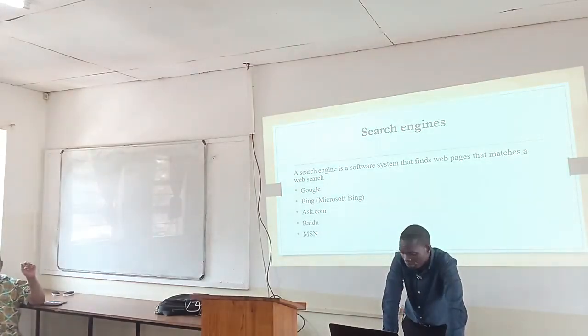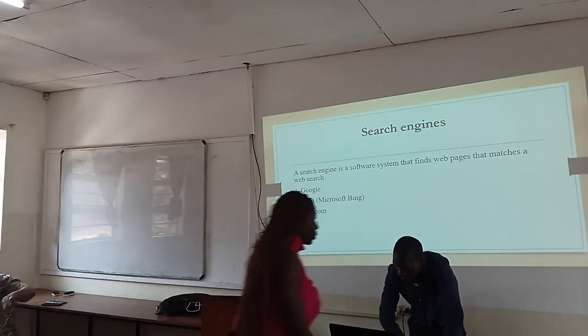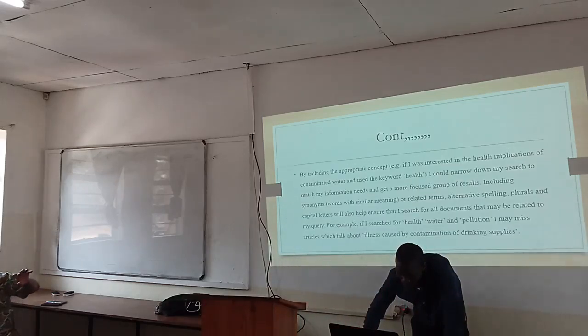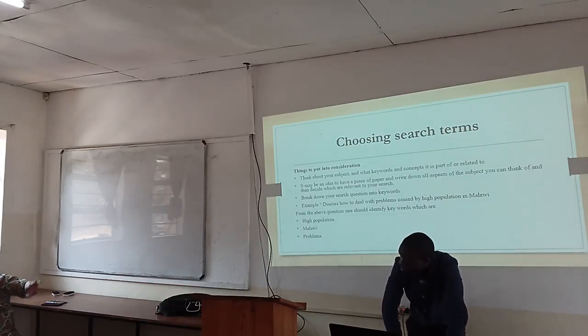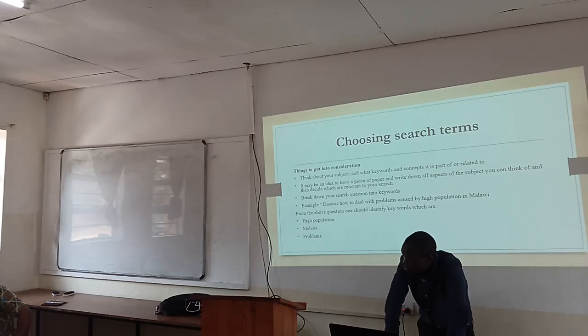On that topic, you must have the key terminologies. Let me just come back to the example, the influence of the population. Discuss how to deal with problems caused by high population in Malawi. So there, we should be able to identify details. For example, here, you identify the high population.